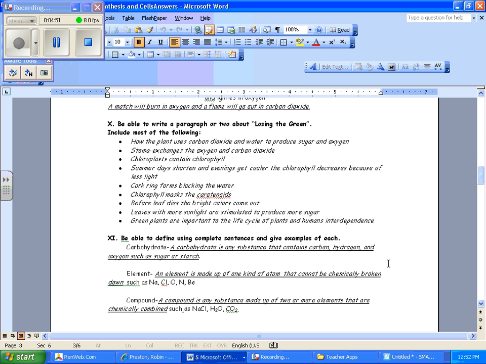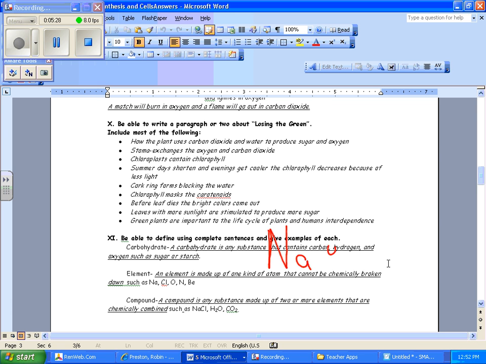You have got to write these in your own words. I don't care, you can memorize my words, but you've got to be able to write them. They're worth like 2 X's. So if you just sort of give me some of the information, I'm going to give you some of the credit. A carbohydrate is any substance that contains carbon, hydrogen, and oxygen. You can give me examples: sugar, starch, pasta, bread. An element is made up of one kind of atom that cannot be chemically broken down. You must be able to write the element correctly.